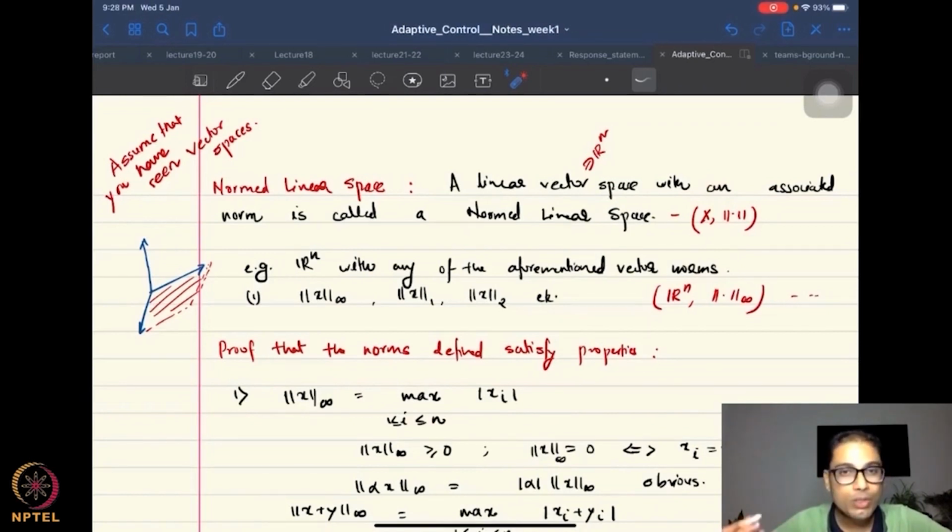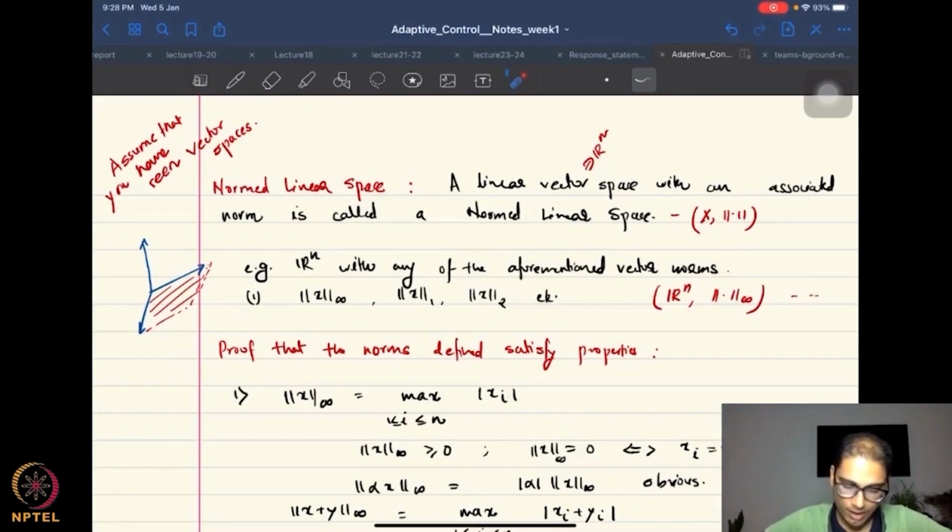Now the good thing is most of the spaces we are working with, which are R^k, R^p, and so on and so forth, are all normed linear spaces, right? Basically any R^n with any of the aforementioned vector norms, that is the x infinity, x1, x2, that is R^n with infinity norm, R^n with one norm, R^n with two norm. These are all normed linear spaces. Just the fact that you're able to define a norm in this space makes it a normed linear space. So remember this.